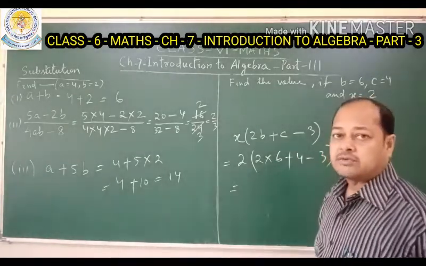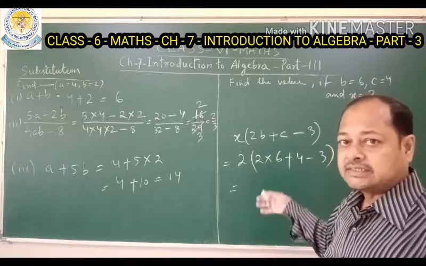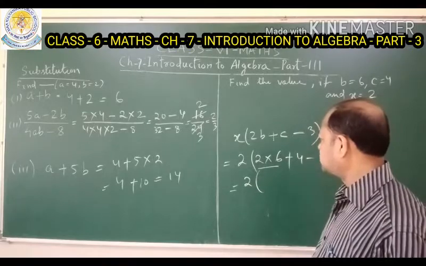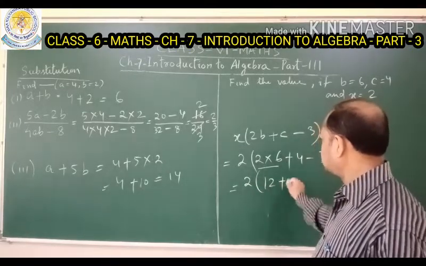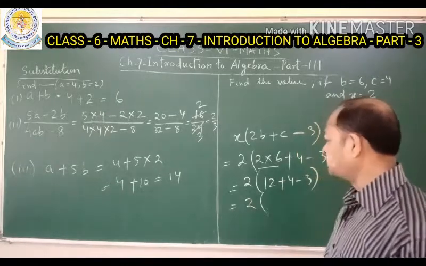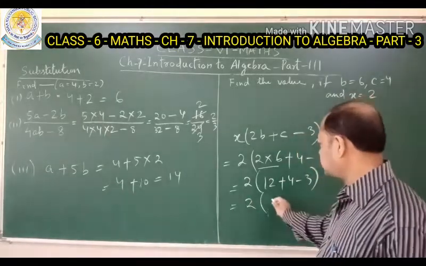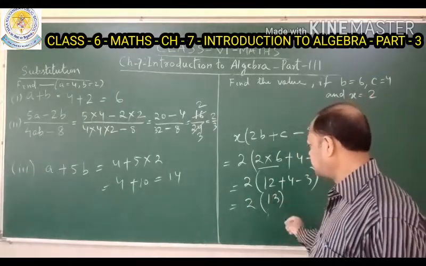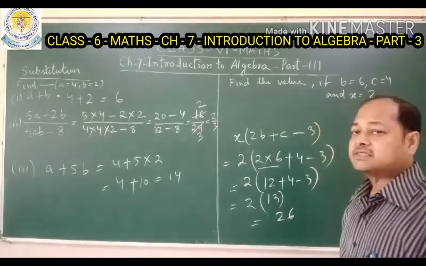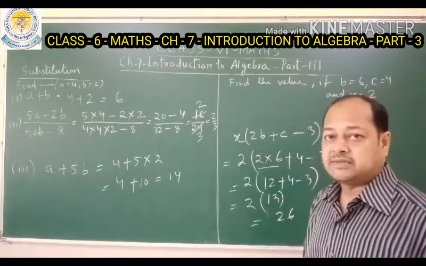According to the BODMAS rule, first we solve the inside bracket. So 2 into 6 is how much? That is 12, plus 4, minus 3. That is equal to 2 into (12 plus 4 is 16), 16 minus 3 is 13. So 2 into 13 is how much? 26. So 26 is the solution of this algebraic expression.